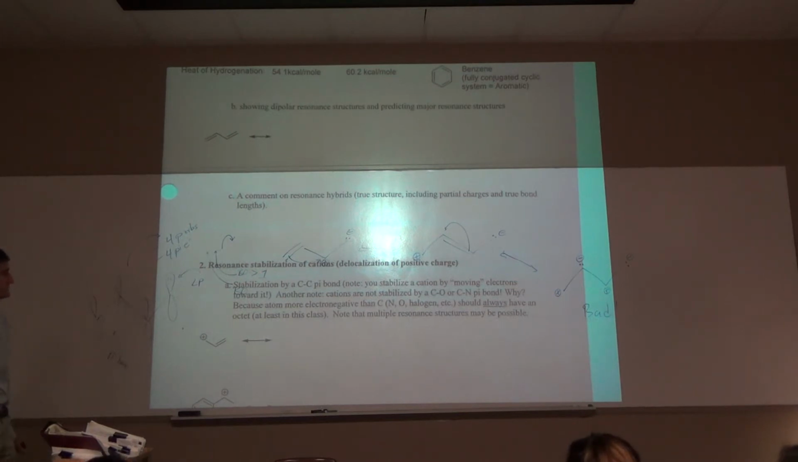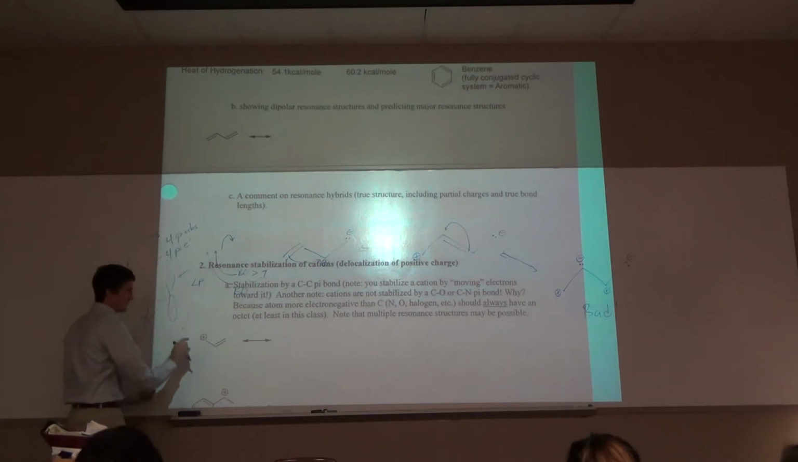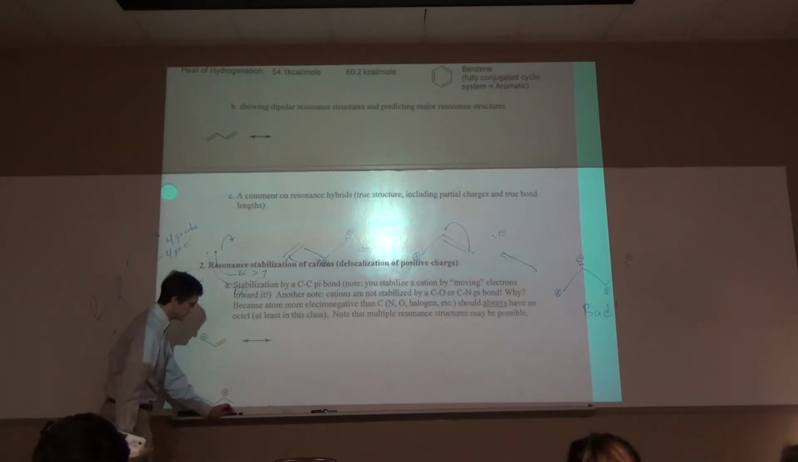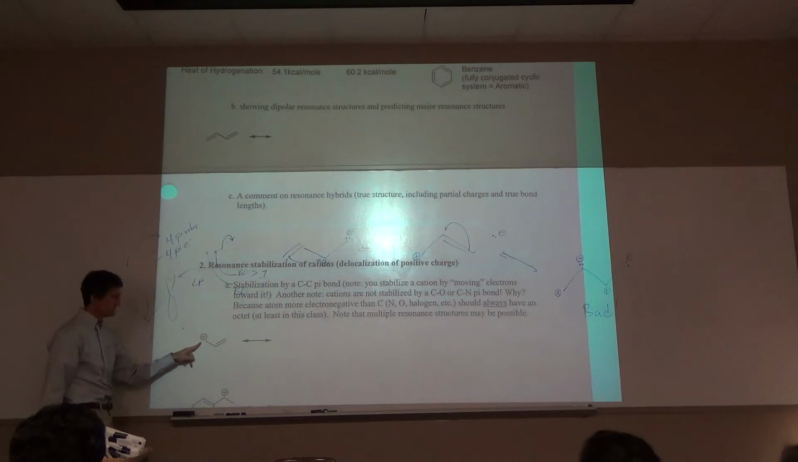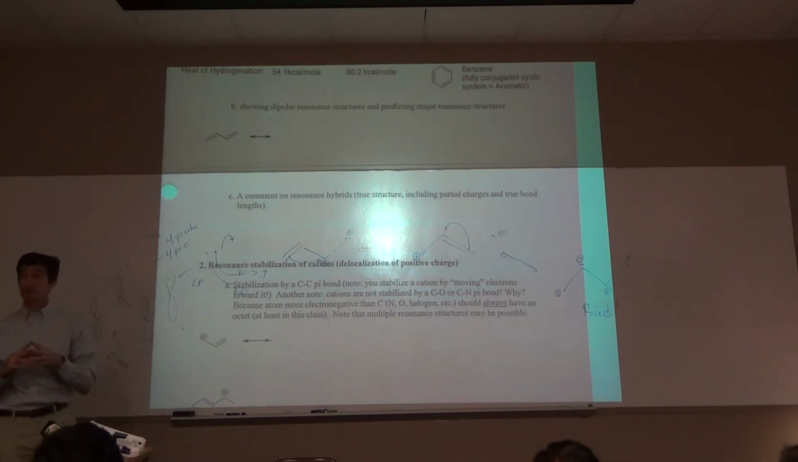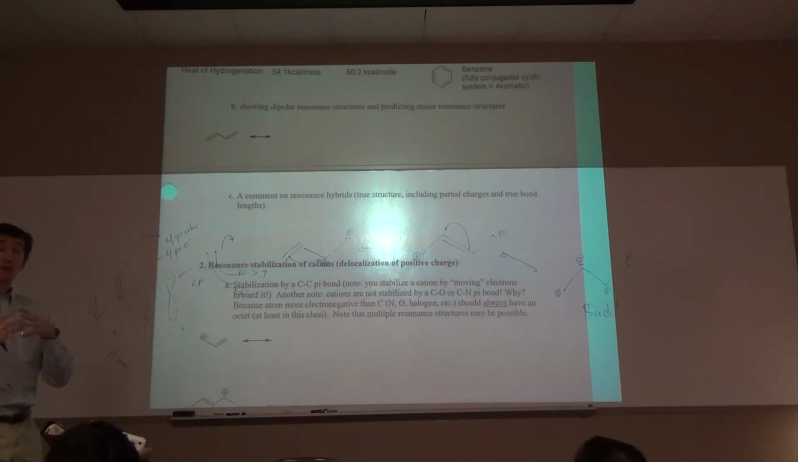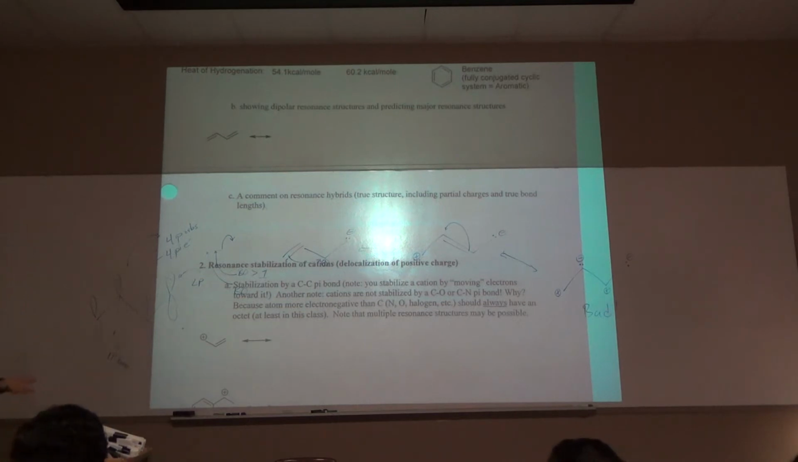Cations. We'll discuss some of the same things up there. Resonance structure here. I've got this carbocation. Okay, how do you stabilize cations? Do you move electrons towards the cation or away? Towards. That's just right.